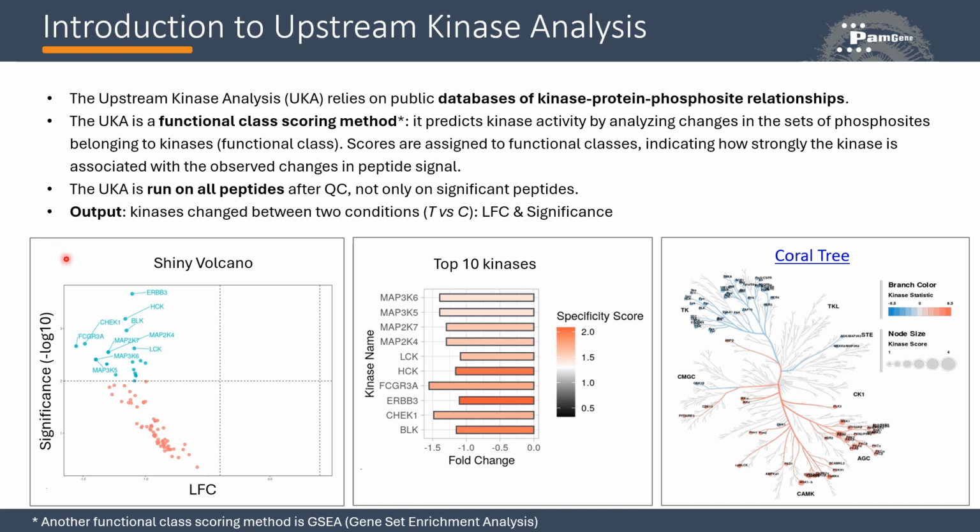There are different types of plots available, like volcano plots, bar plots of the top kinases, and coral tree, which also shows the family relationships between kinases.